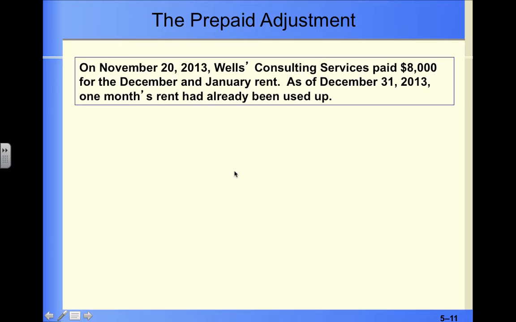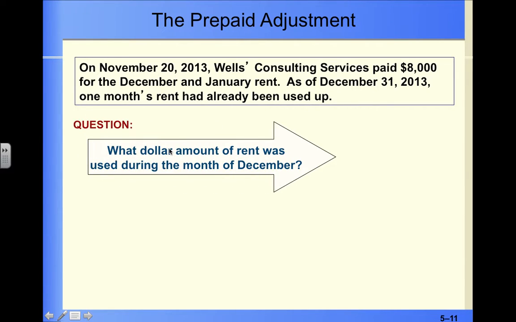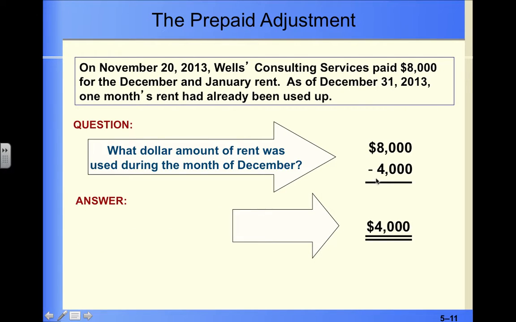The next one is if someone prepays something. So on November 20th, Wells Consulting Services paid $8,000 for the December and January rent. As of December 31st, the month has already been used up. So how do you calculate the expense for the rent that was used? What dollar amount was the rent used during December? Well, you take the 8,000, you subtract 4,000, and the amount used is 4,000.